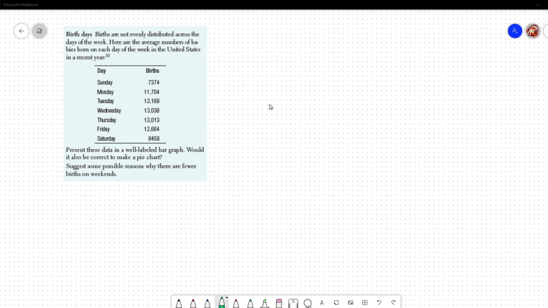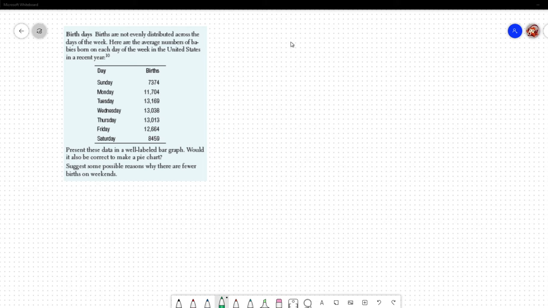So we have birthdays. We're given this data that has been collected. Births are not evenly distributed across the days of the week. So we have all the days of the week here, and then we have the number of births that were done on each of those days in an entire year. The first part of the question is to present this data in a well-labeled bar graph.